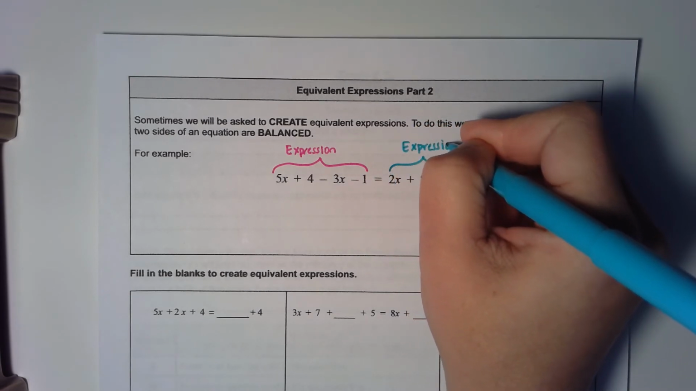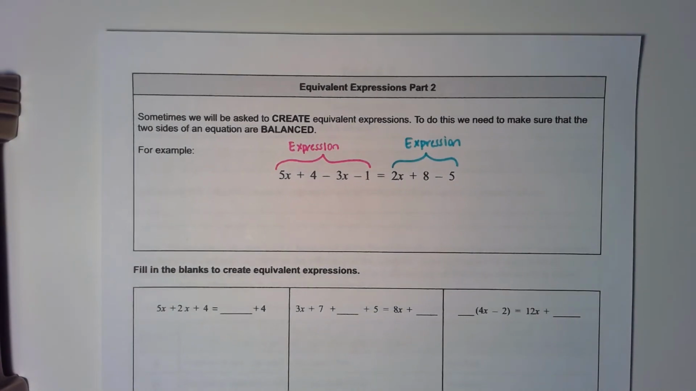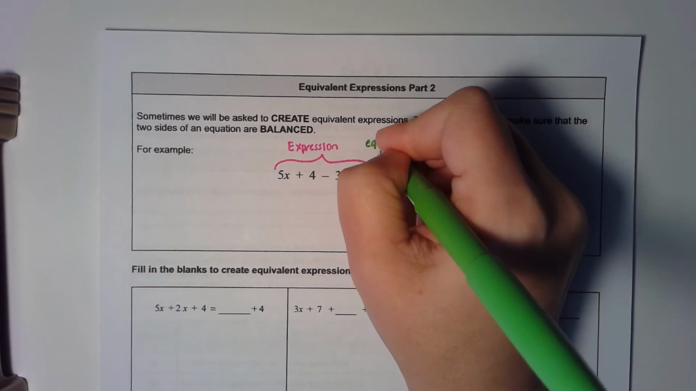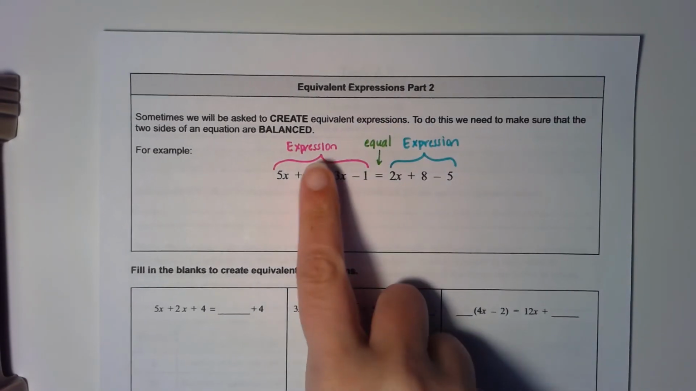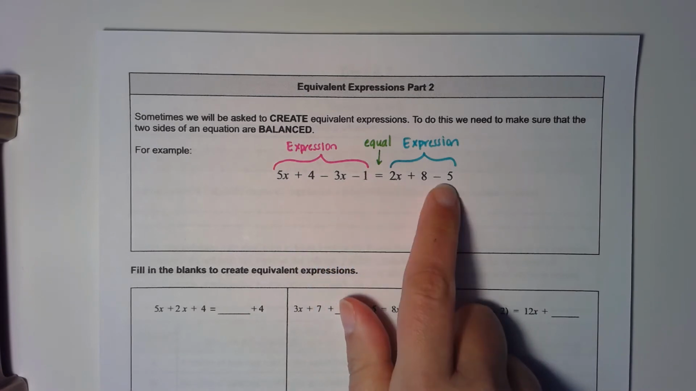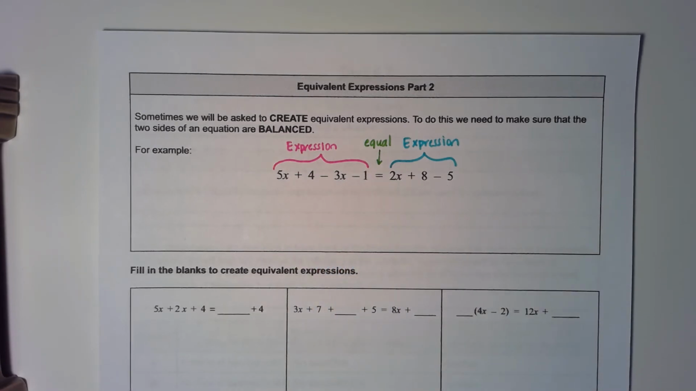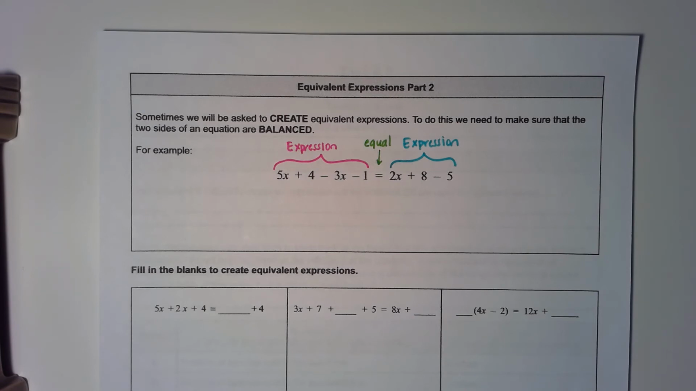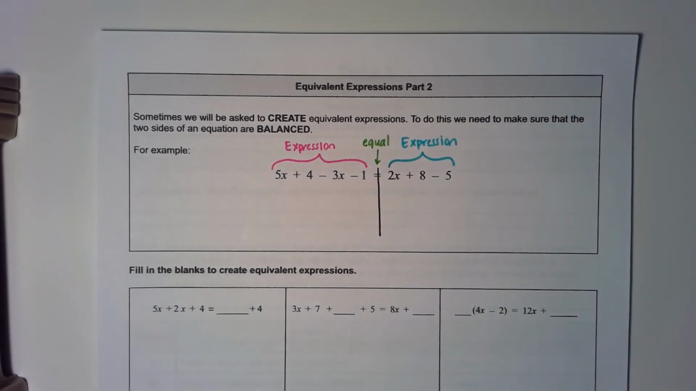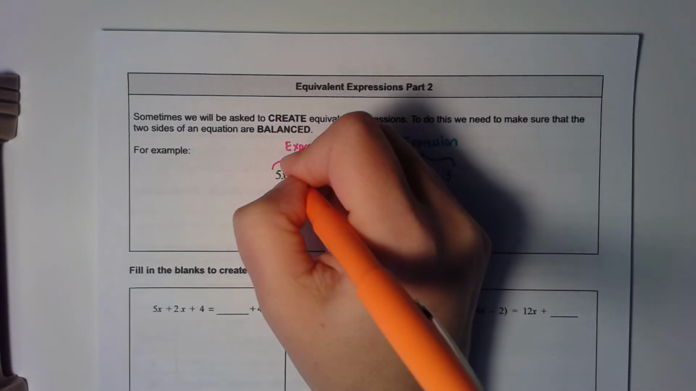In order to show that they're equivalent, we're just trying to make them equal to each other. So what we're really saying here is, how can we make expression number 1, which is on the left side, equal to expression number 2? Well, in order to do that, we need to make sure that the two sides of this equation are balanced. So what we're going to do is simplify the left side and simplify the right side and see if they're the same. On the left side of this equation, I'm going to combine like terms.